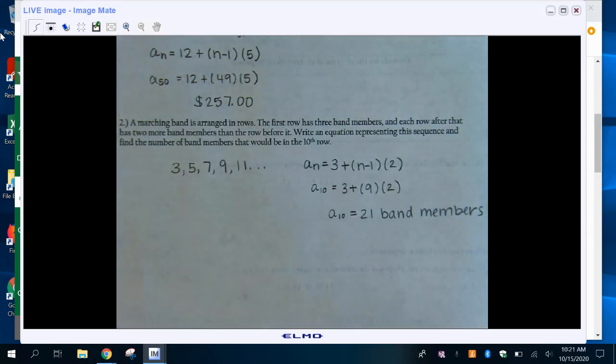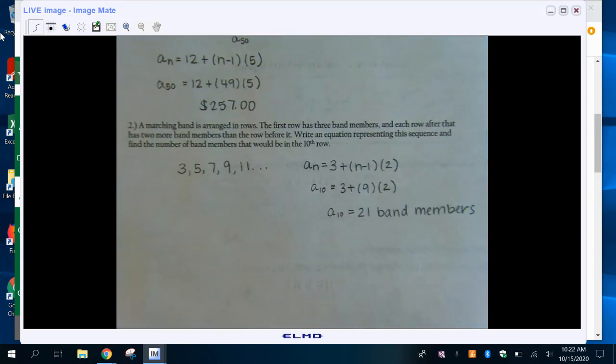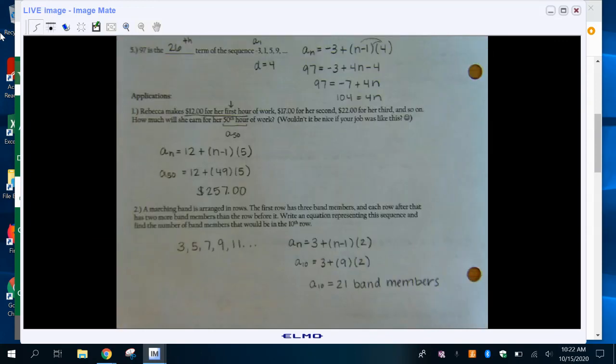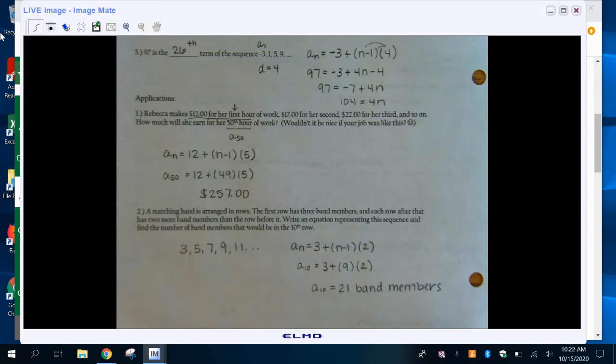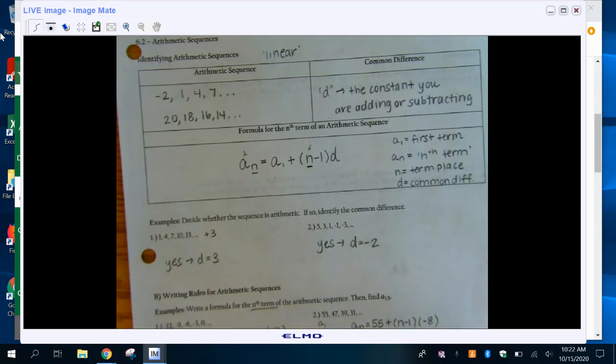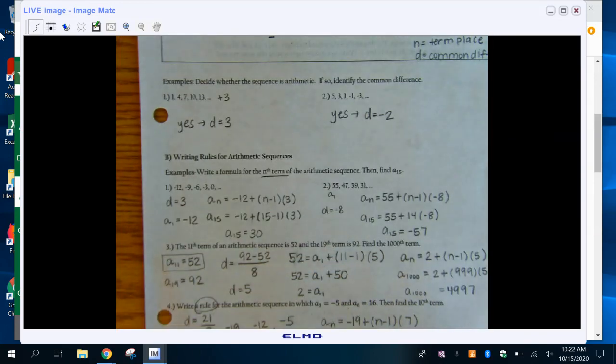All right, so tomorrow what we're going to do is look at arithmetic series. In the sequence, that's just a list of terms, we're looking for a specific term number. So tomorrow we will look at adding these terms together and finding sums and totals and things like that.